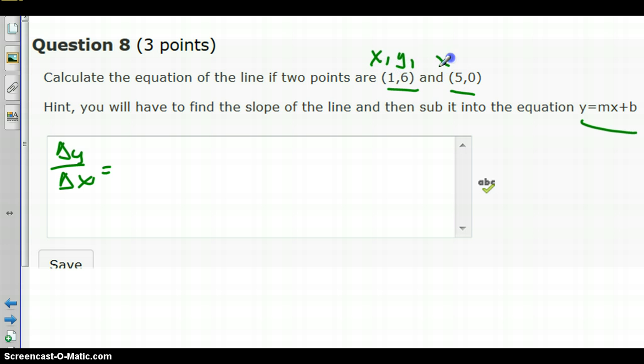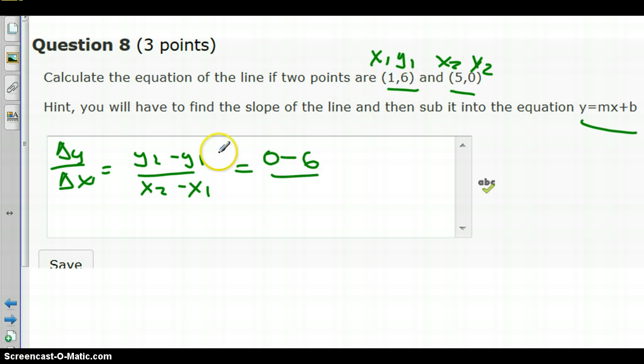x1, y1, x2, y2. So, I'm going to go y2 subtract y1, over x2 subtract x1. y2 is 0, y1 is -6, sorry, -6. x2 is 5, and then I'm going to subtract 1. So 5 subtract 1, that's right. -6 over 4, so I have, in lowest terms, -3/2.